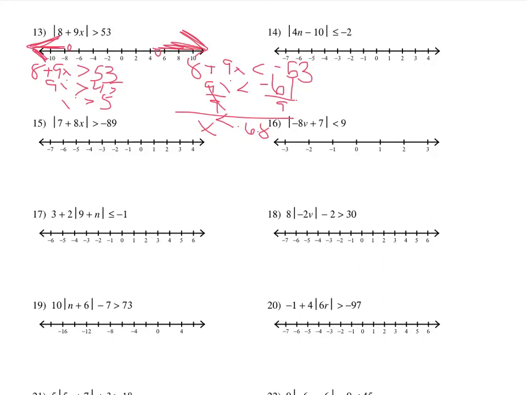Let's look at 15. Now what I want you to notice on 15. 15 says an absolute value has to be greater than a negative number. Well, an absolute value is always greater than a negative number, so your answer, if you notice it right away, is just all real solutions. Everything works. For shading, you just shade the whole thing. There's no circles or anything.